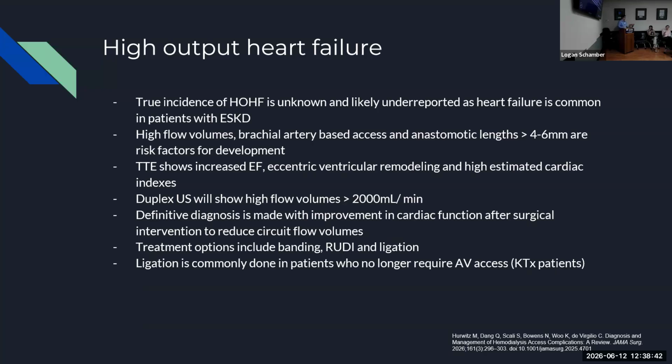There have been several recent cases of this as well, of the higher anastomotic lengths and higher heart failure in patients with fistulae.